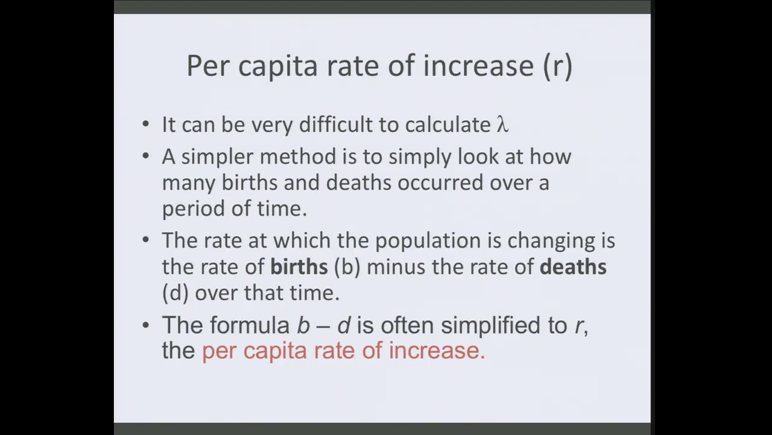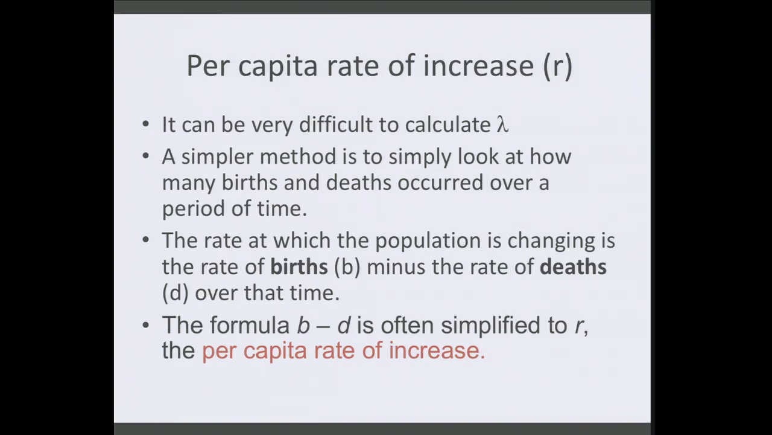So if the number of births minus the number of deaths is greater than 0, that means there were more born than died. If the number is less than 0, then there were more that died than were born. So this birth minus death formula, we usually simplify to the letter R, and this is what's called the per capita rate of increase. So per capita, were there more births or more deaths? So we often take births minus deaths divided by the total number of individuals, and that's where it gets the per capita. Again, we'll talk about this in more detail in class.